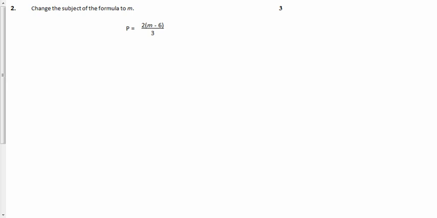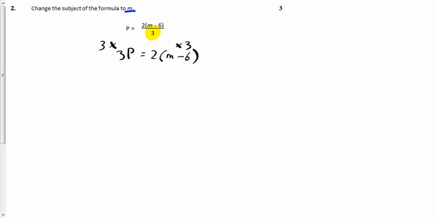Question 2, change of subject. You have been asked to make M the subject, and M over here on the right hand side, trapped inside those brackets. Couple ways you can do this. I would start by rearranging, looking at the 3 on the bottom there. So I would start by multiplying each side of this equation by 3 to give me 3p equals 2 lots of m minus 6.